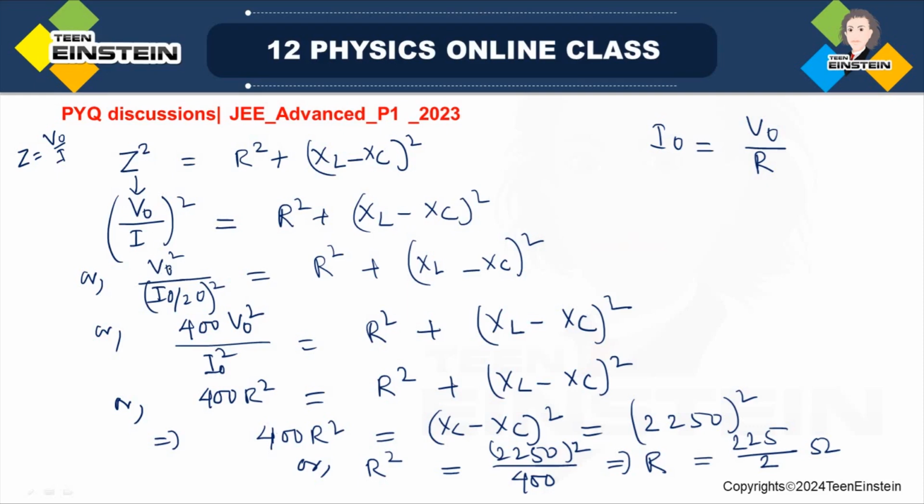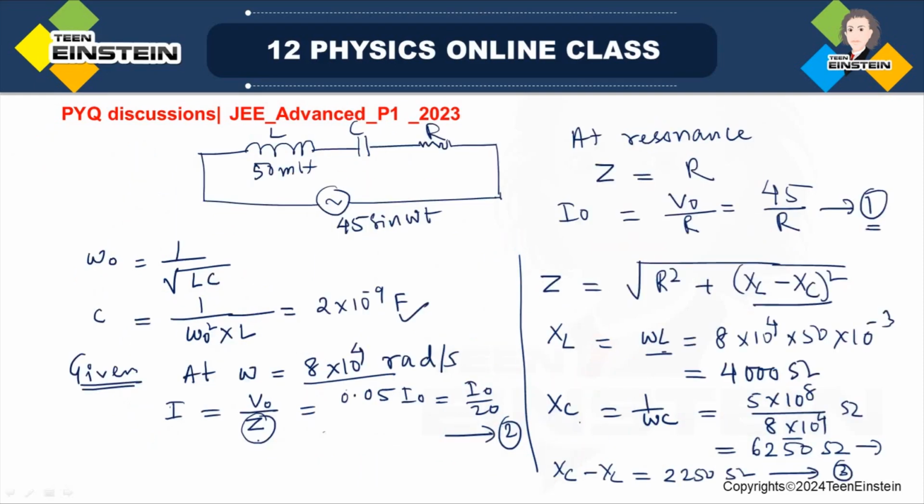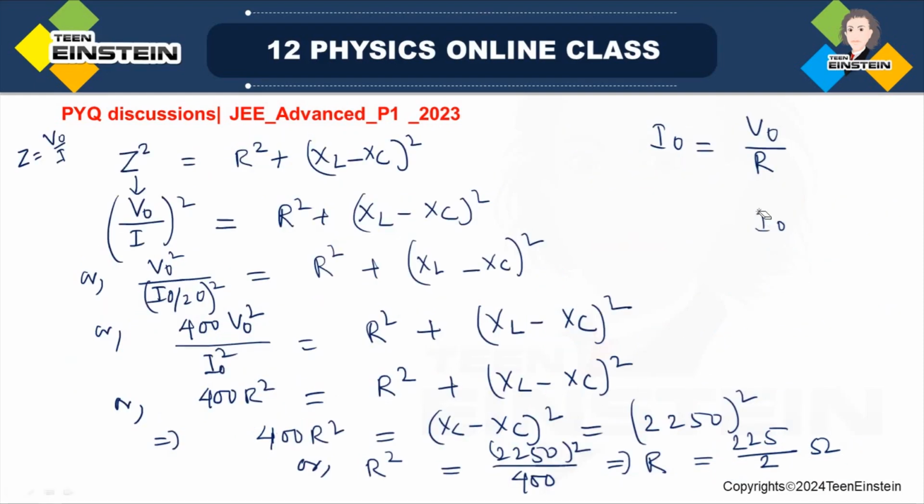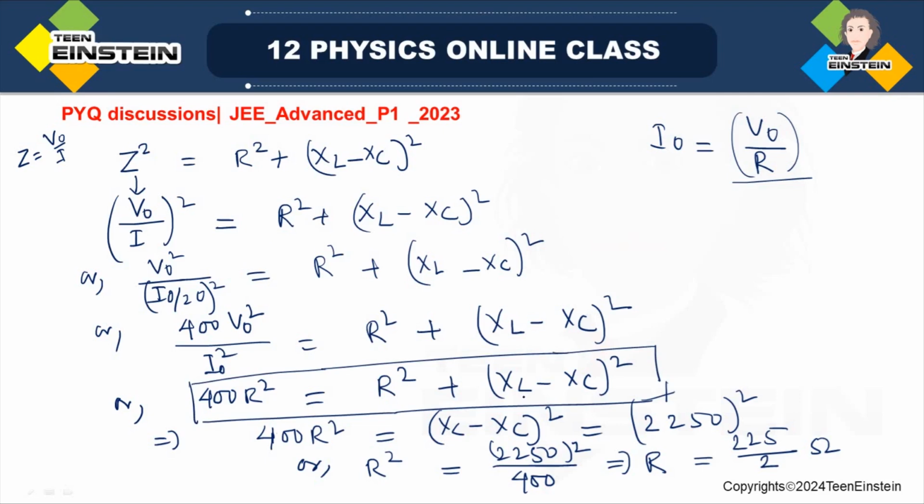Now V0 by I, this I is given as I0 by 20, that I have written here in equation 2, right? From equation 2 I can write I is equal to I0 by 20 for the given frequency. Again, what is I0? I0 is V0 by R, that is the amplitude of the current in the resonant LCR circuit. If I write that, then I will be arriving at this equation.